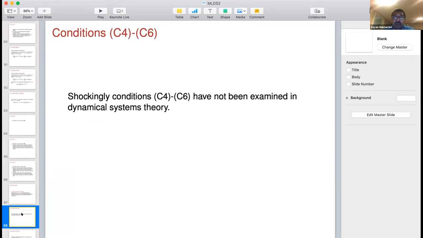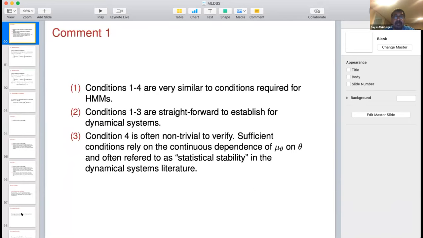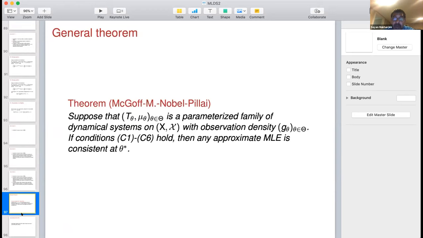Let me flash those again. This exponential identifiability, the mixing, and this semi-continuity. Now one can ask, why were they not studied in standard dynamics? It's because people didn't think about that in detail within the dynamics community of doing inference. And these are conditions that show up very much if you're interested in inference.